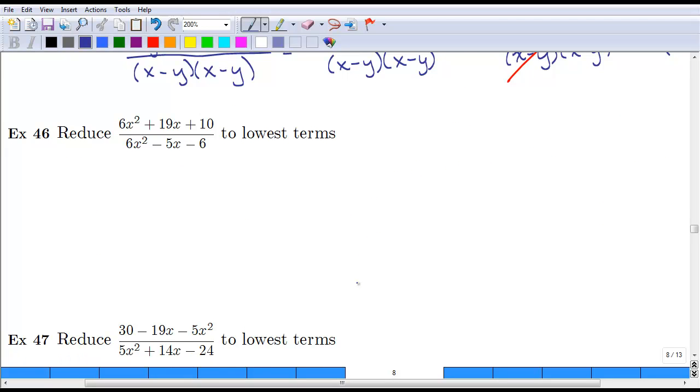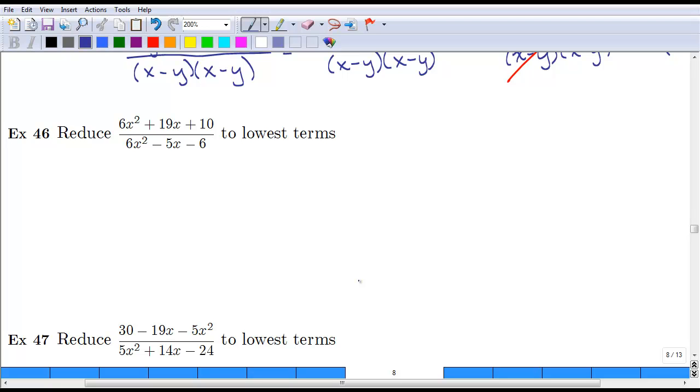I'm going to try one more example here with you, and then I want you to try an example. So this next example, we have 6x squared plus 19x plus 10, and I know some of you are right off the bat tempted to cancel those 6x squareds. We cannot do that because things are not factored. We can only cancel factors.